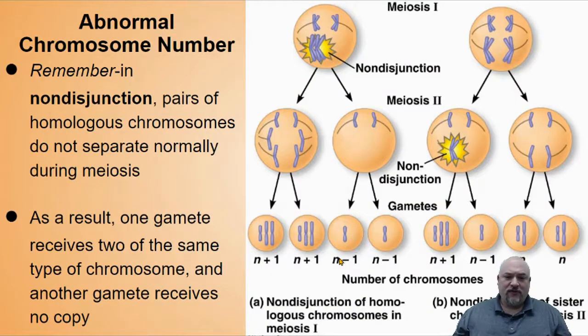Abnormal chromosome number, we've talked about this a bit before with non-disjunction, which I've got over here. Non-disjunction is when, for some reason, the chromosomes don't split right up here in meiosis one. And when you're done, you wind up with some of your cells having too many, some of your cells not having enough, all sorts of different things.